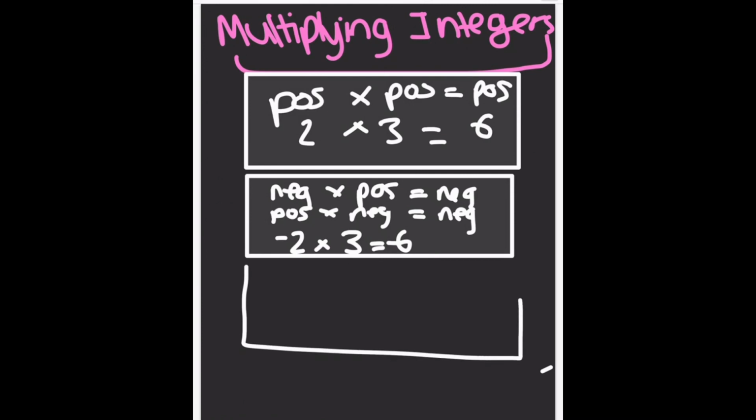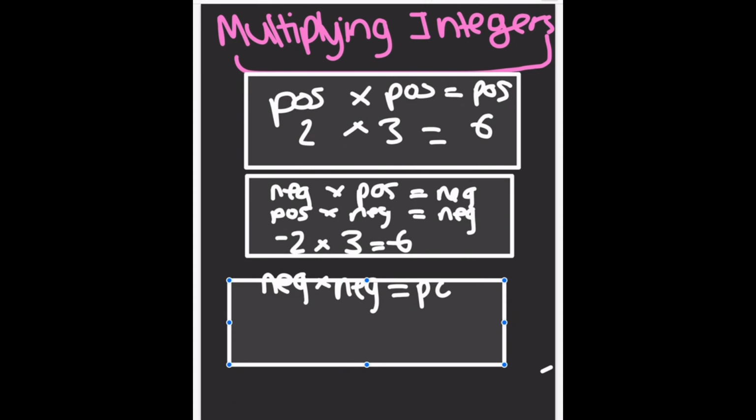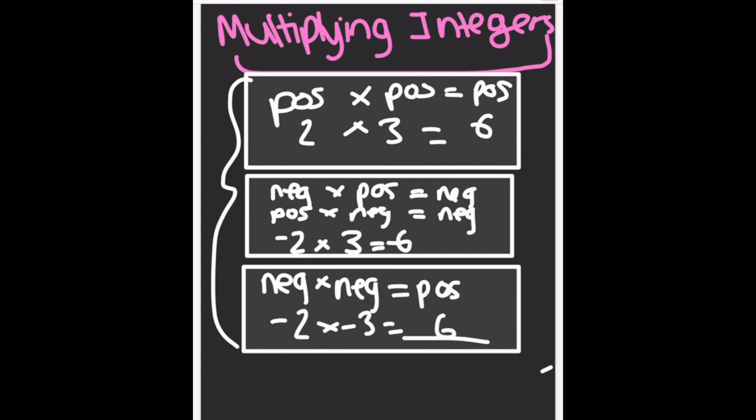And the third and final rule would be a negative times a negative always gives you a positive. So it's always going to give you a positive number. Once you get these 3 rules, you'll be able to do pretty much all the problems. So negative 2 times negative 3, that's going to give you 6. So those are the 3 rules.